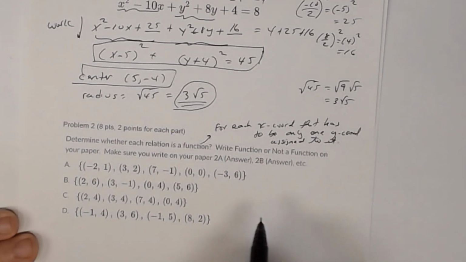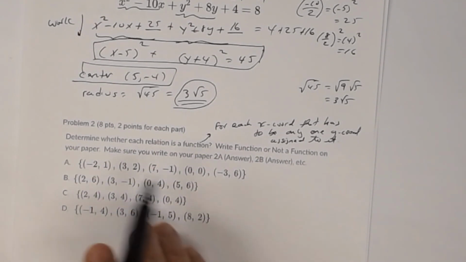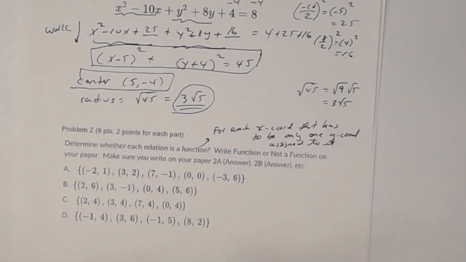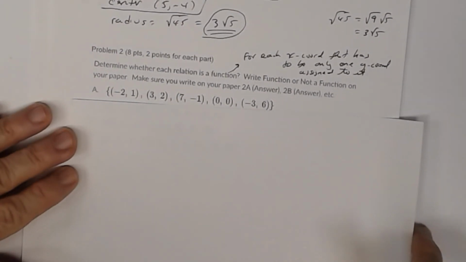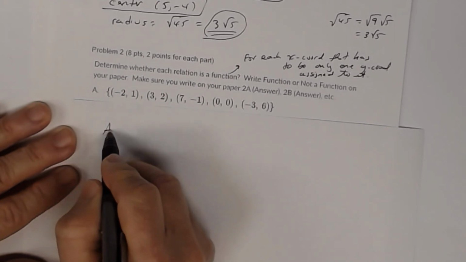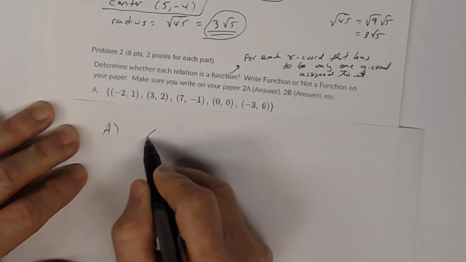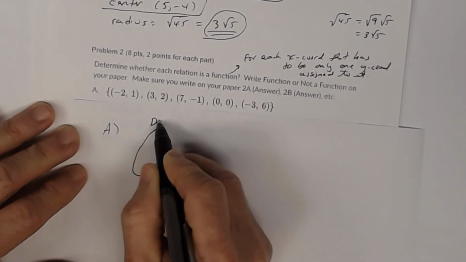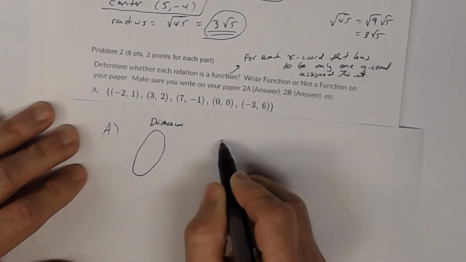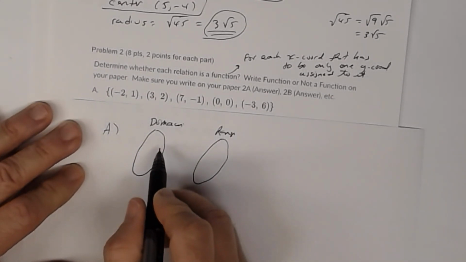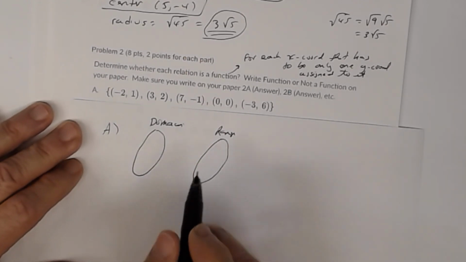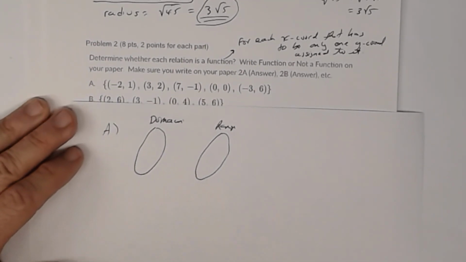Okay, so let's look at letter A. One of the things that we saw we could do was use a mapping. So for example, if you look at letter A right here, in terms of a mapping, here's my domain. Here is the range. Remember, for each element in the domain, there's got to be only one element in the range associated with it.